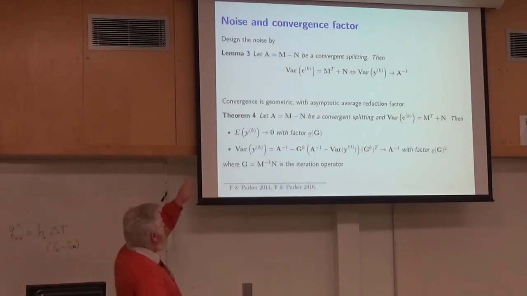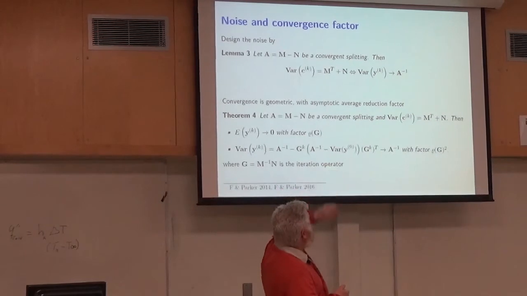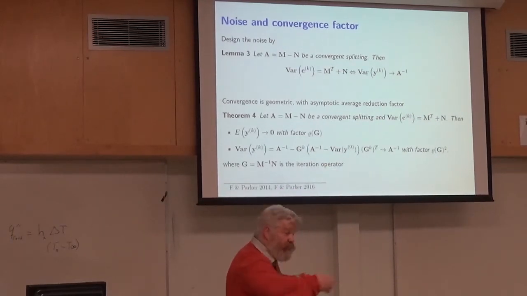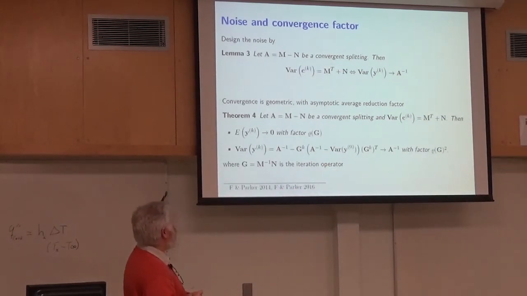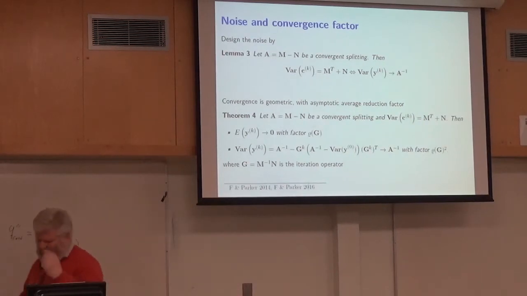So you can design the noise term, the random term, explicitly. You want the variance of the noise term to be the right value, the matrix N transpose plus N. That guarantees that you converge to the right Gaussian distribution. And here's a little theorem that just says you converge with this iteration. So both are really exactly the same thing.